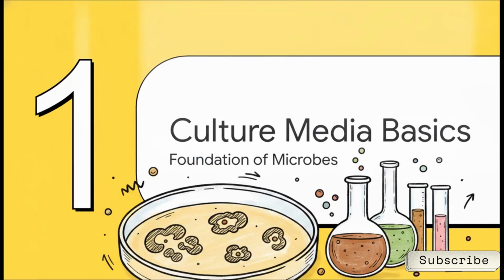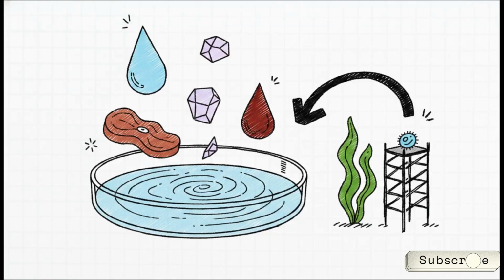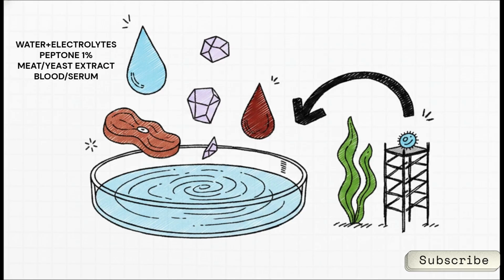So, Section 1, Culture Media Basics. Let's start with the absolute foundation here. What exactly are we feeding these microorganisms to actually get them to grow in the lab? Well, to build a culture medium, you need a few core ingredients. You've got water and electrolytes, like sodium chloride. You add a little peptone, about 1%, which gives them partially digested proteins. Then throw in meat or yeast extracts, and maybe some blood or serum for those really picky, fastidious bacteria.